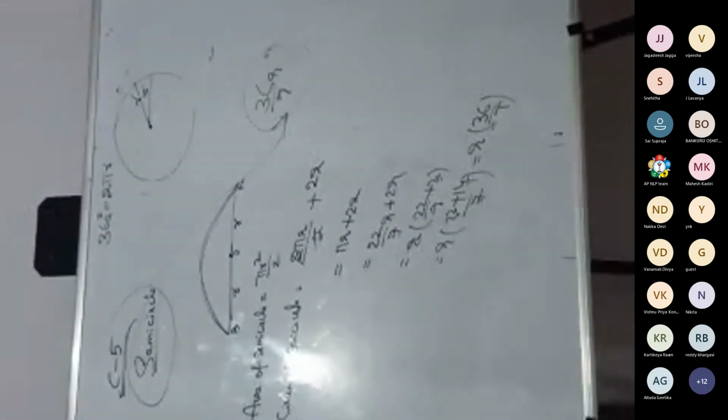So you should be very thorough with the formulas. Area of the circle is pi r square. Area of the semicircle is pi r square by 2. Circumference of the circle is 2 pi r. Circumference of the semicircle is pi r plus 2r, that is 36/7 r. I have also explained how it came.